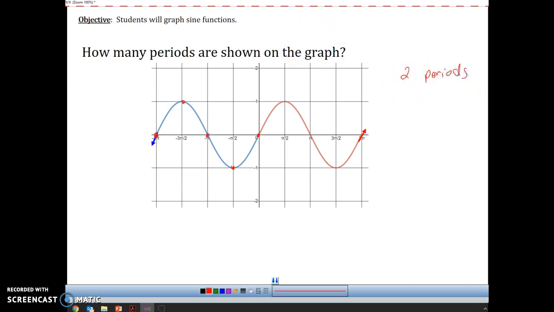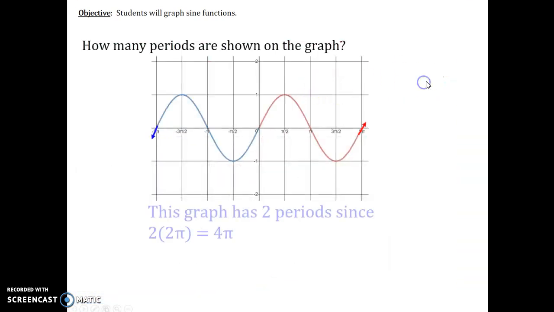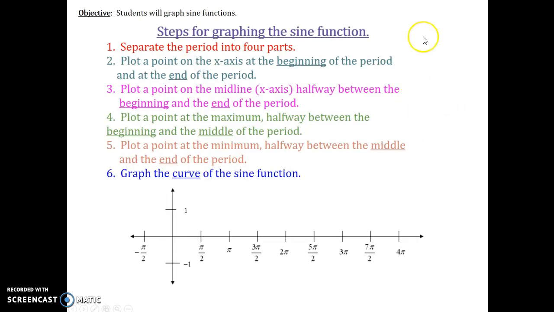Okay, so again, in this video, we just talked about the basic ideas and an intro into the sine function. And the next video that I do will talk about how do we actually graph the sine function.